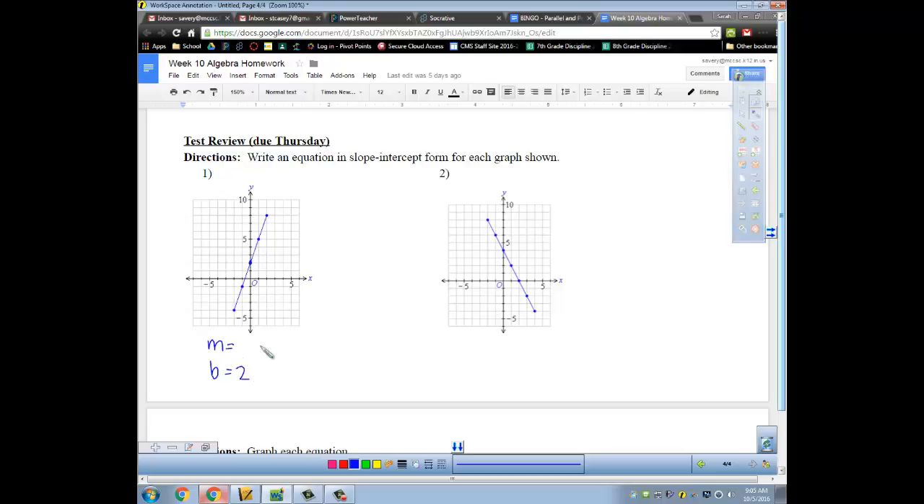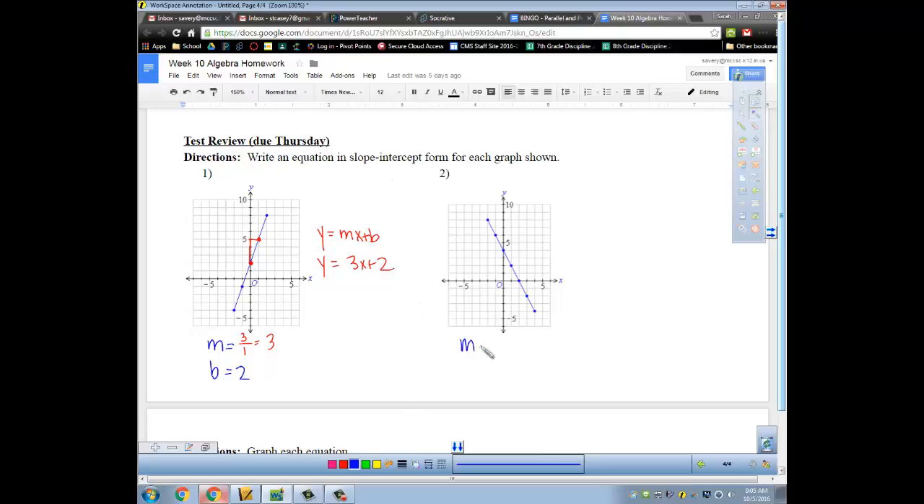My slope, just pick 2 points on your line. So I'm going to pick this point and this point. Figure out how many did you go up, how many did you go over. So we went up 1, 2, 3. We went over 1. So 3 over 1 is 3. So when we go to write our equation, again it's mx plus b, we get 3x plus 2. So we just put our numbers in.